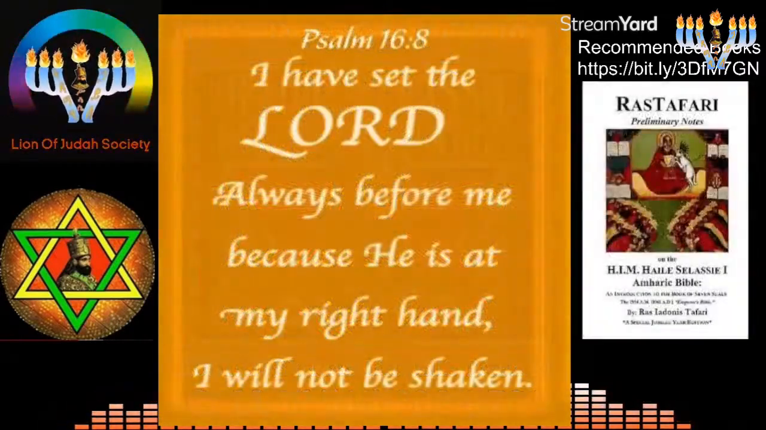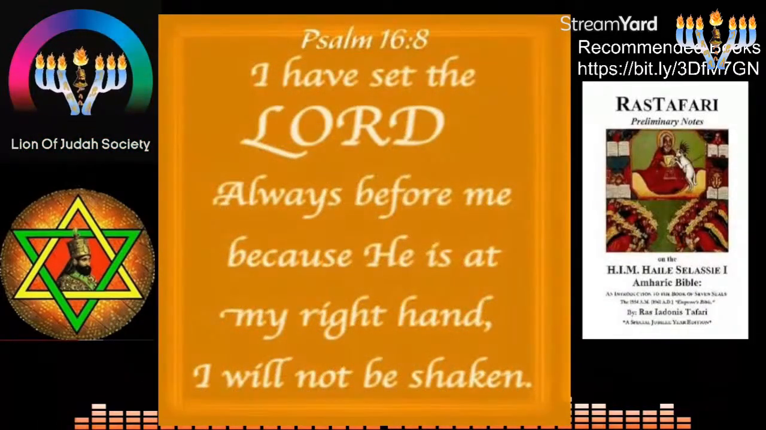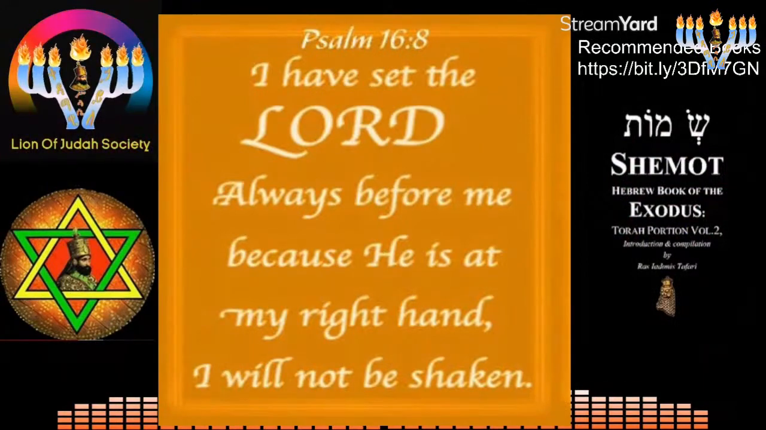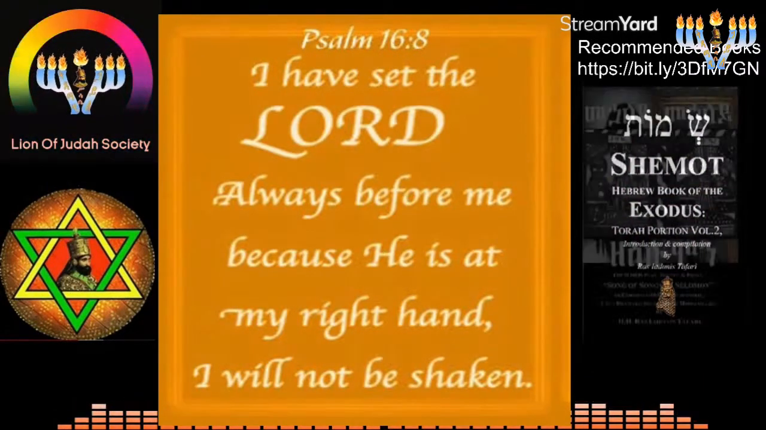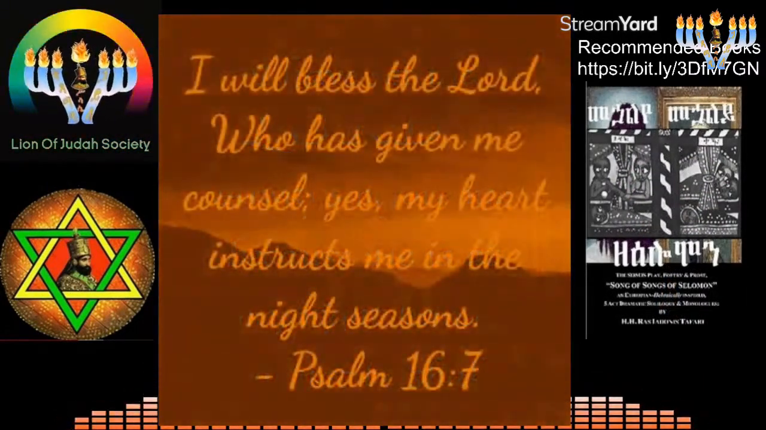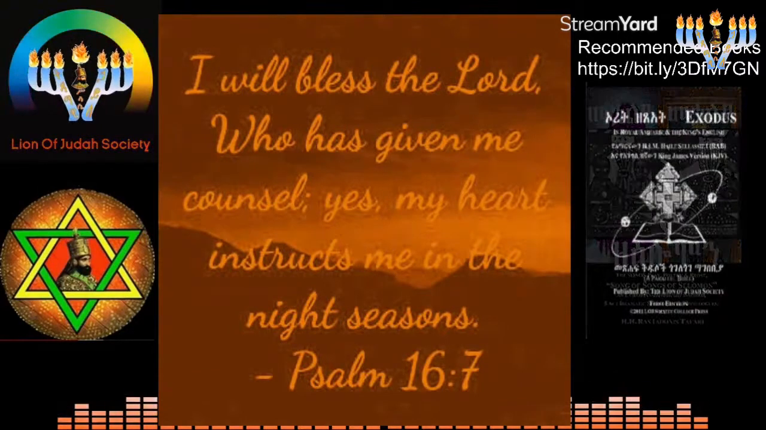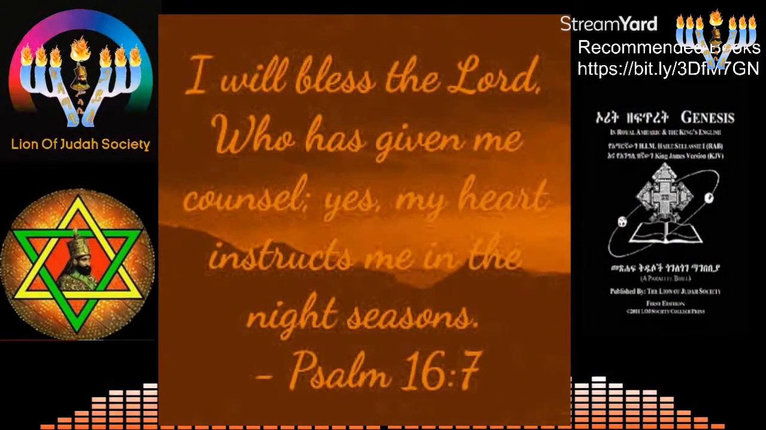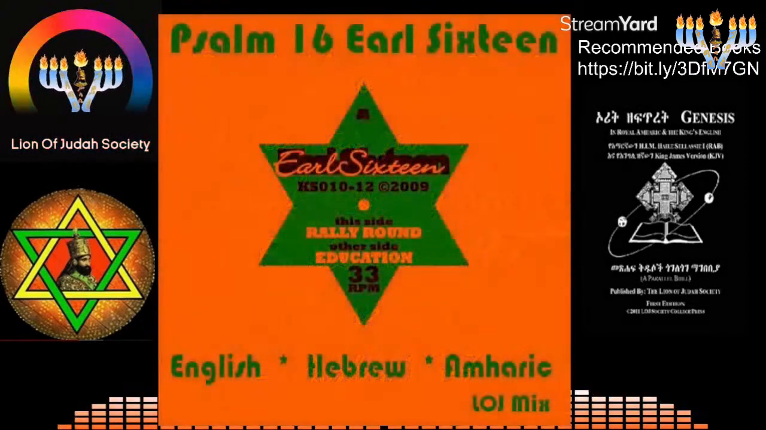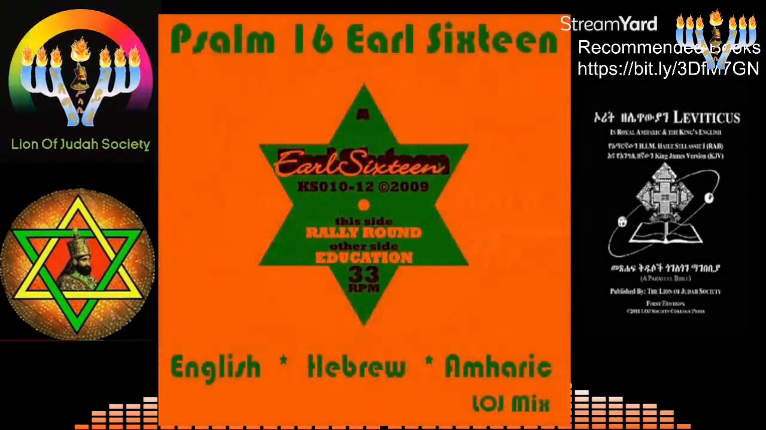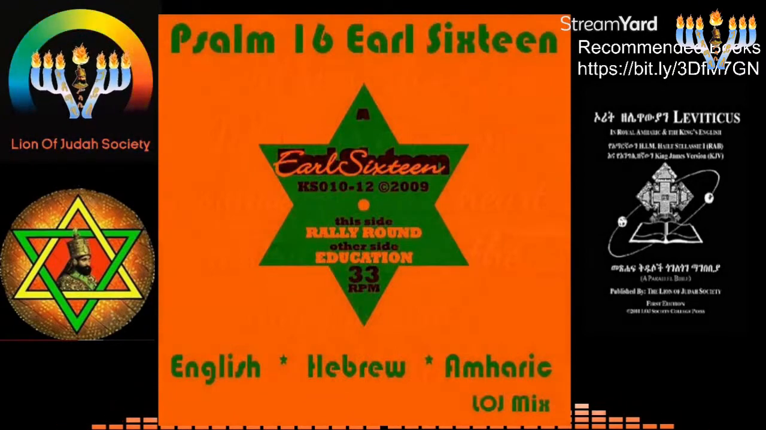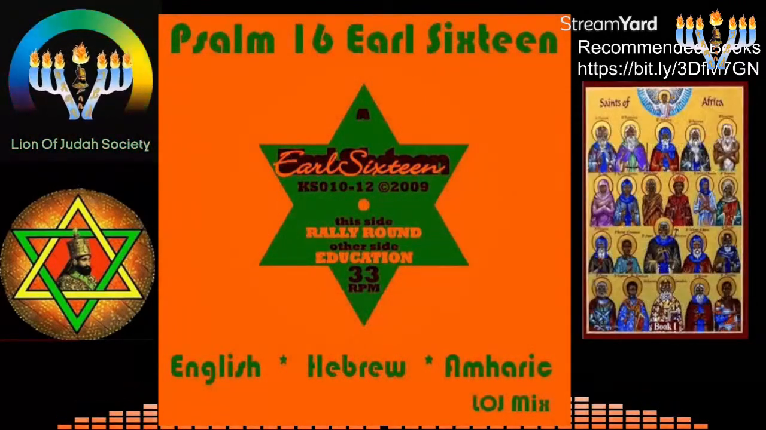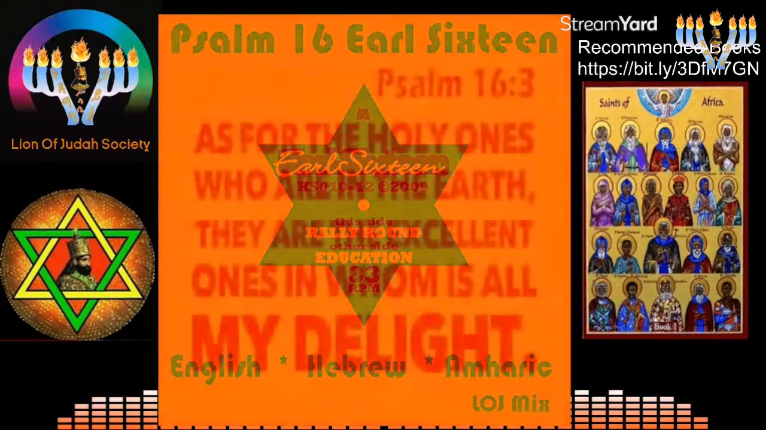Therefore my heart is glad, and my glory rejoices. My flesh also shall rest in hope. For thou wilt not leave my soul in hell, neither wilt thou suffer thine Holy One to see corruption. Thou wilt show me the path of life. In thy presence is fullness of joy. At thy right hand there are pleasures forevermore.